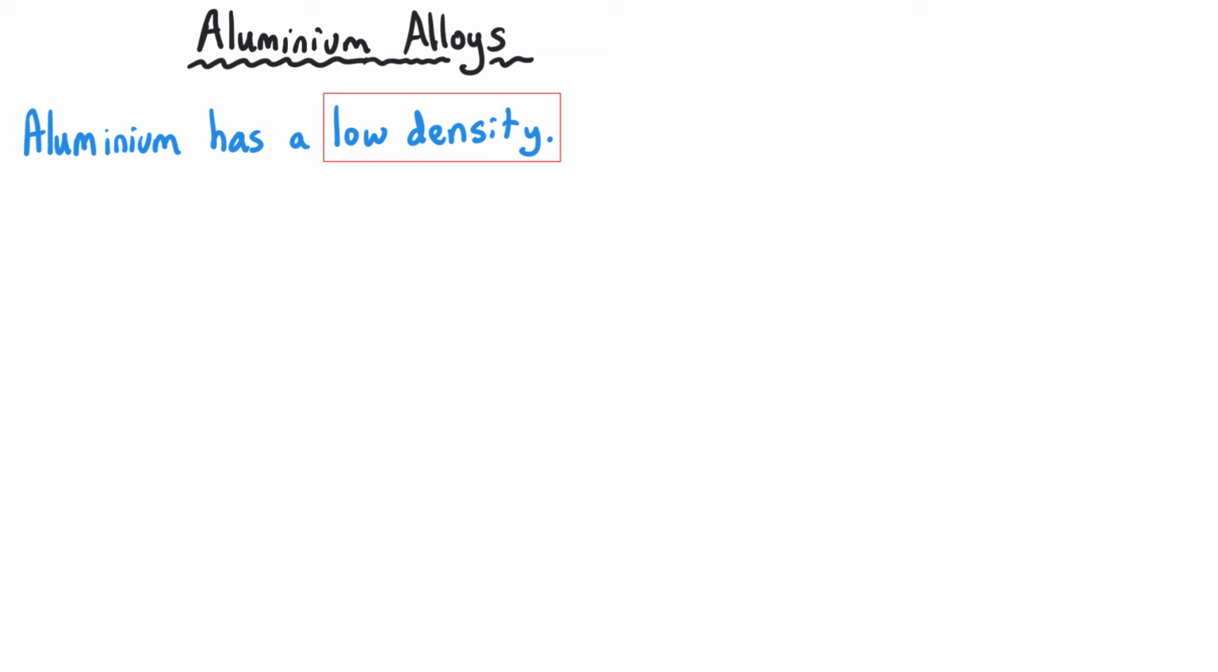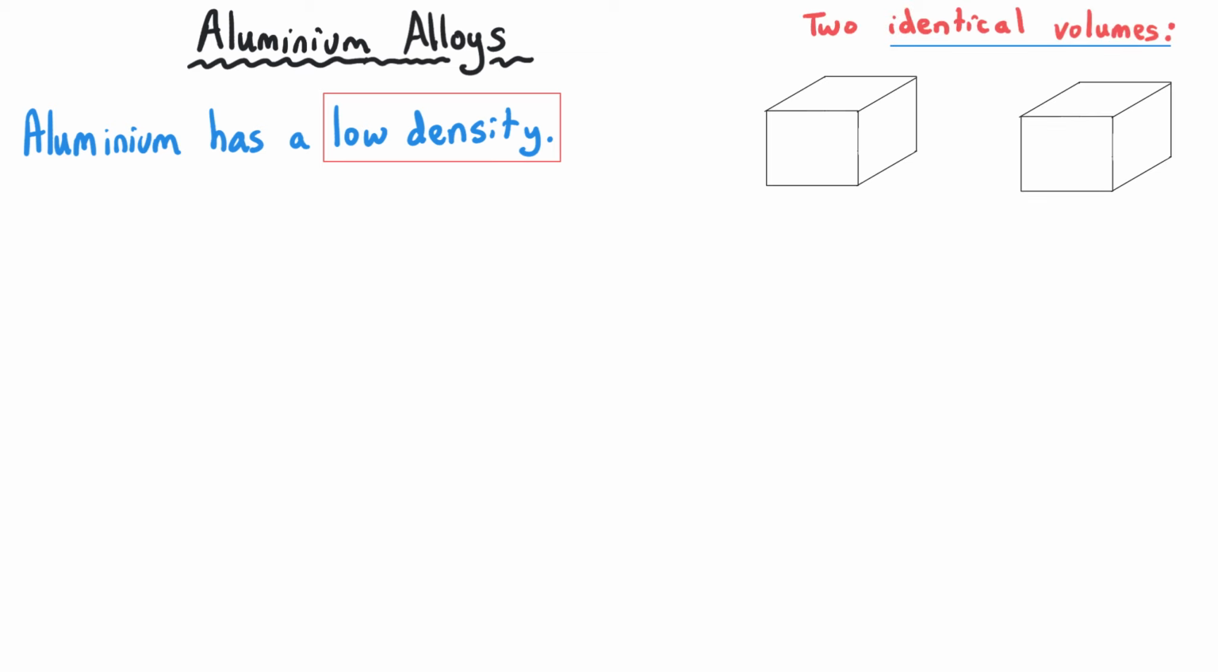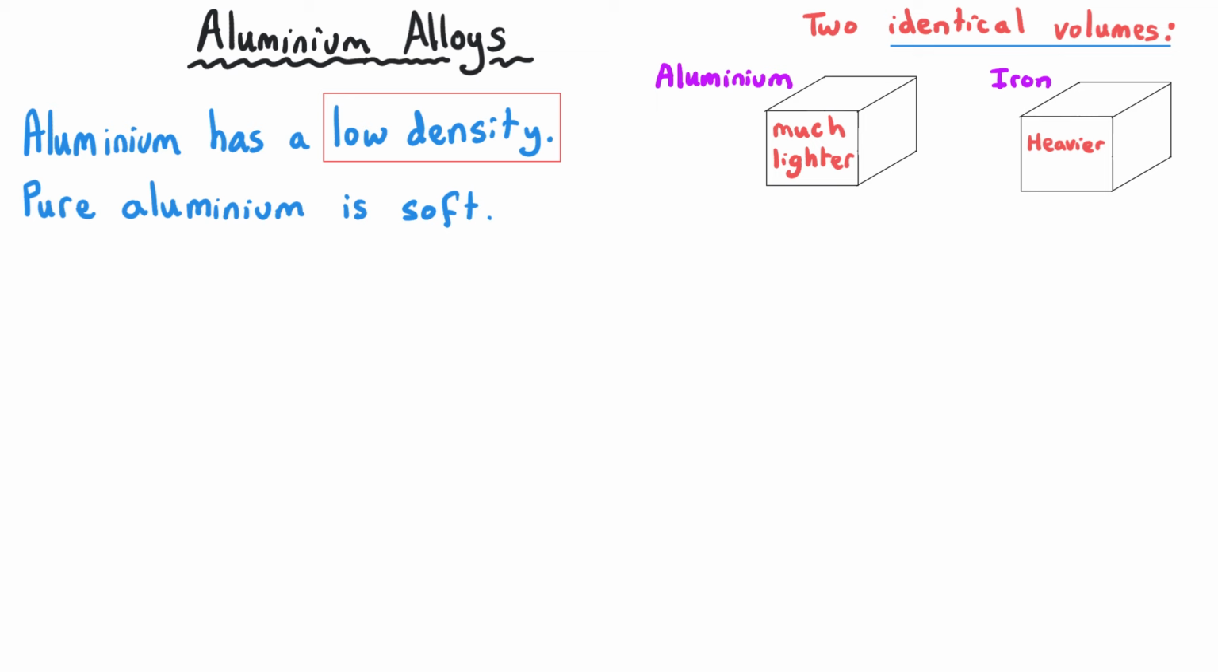And a low density means that if you had two objects that were the same size, one made out of iron and the other made out of aluminium, the aluminium object would be much lighter because it is low density. But as with a lot of pure metals, pure aluminium is too soft for some of the things that we would like to use it for.